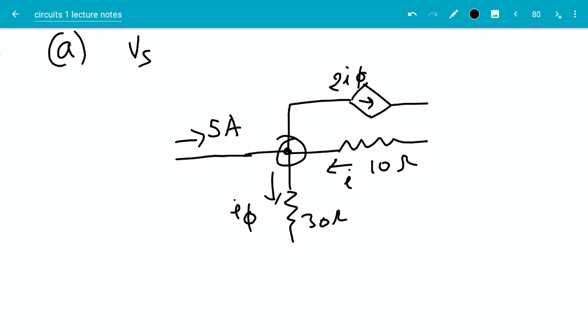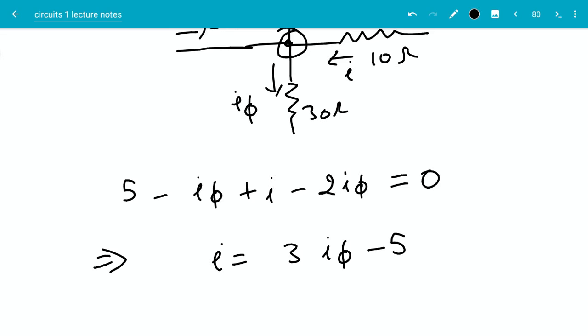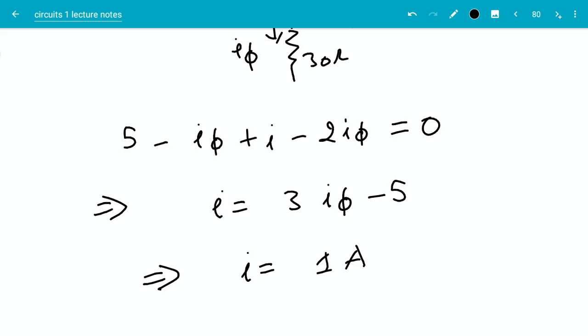The KCL equation would then correspond to the statement, the sum of all currents going into that node should be 0. Current going into the node from the left hand side is 5. In the bottom, minus I phi. On the right hand side, plus I. And on the top, minus 2 I phi. This should be equal to 0. Rearranging things, I should get I is equal to 3 times I phi minus 5. And it is given that I phi is 2 amps. This will give me I is equal to 1 amp.